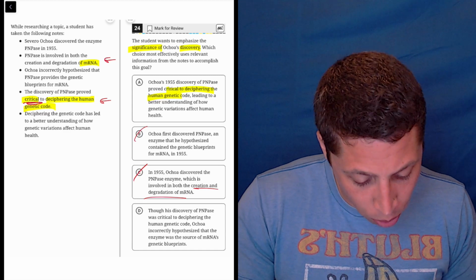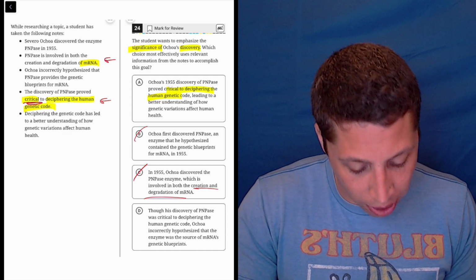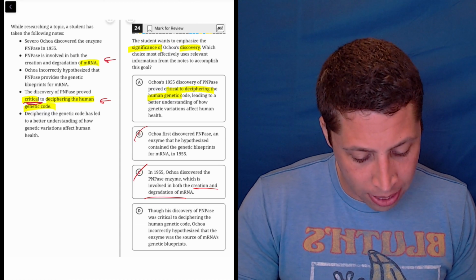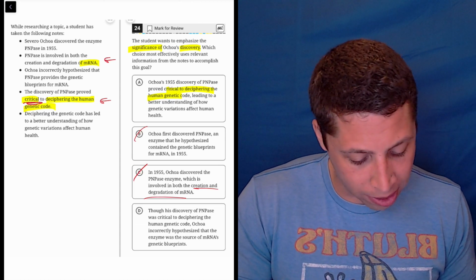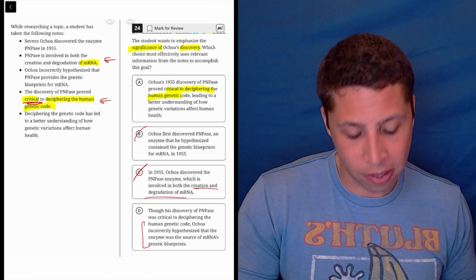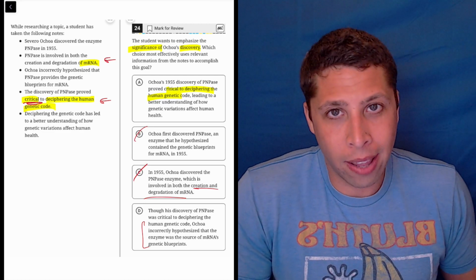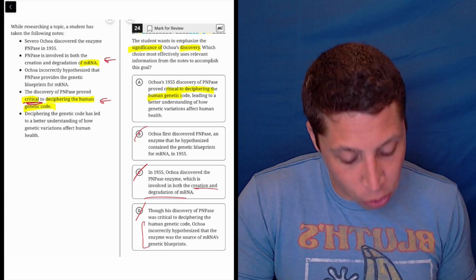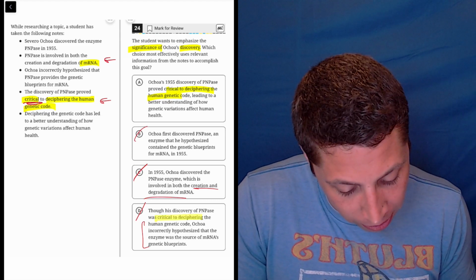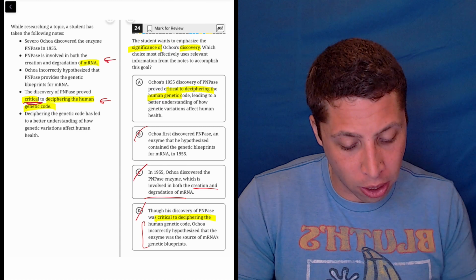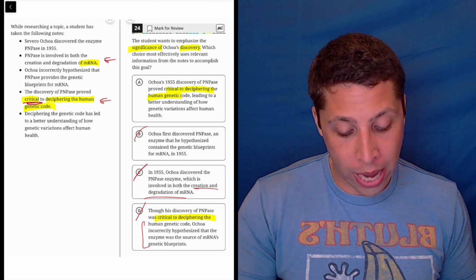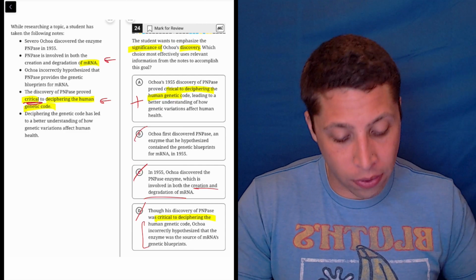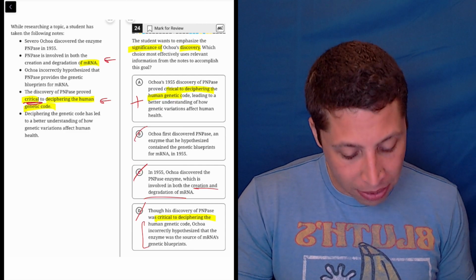D, though his discovery of this thing was critical to deciphering the human genetic code, so it is saying that, Ochoa incorrectly hypothesized that the enzyme was the source of mRNA's genetic blueprints. Well, we weren't asked to put this information in. So why? They didn't say to do that. Don't give them information we don't want. They do say this part about it being critical to deciphering the human genetic code, but notice the difference between A and D. A is very positive, right? Why was this thing significant? Why was it important? It helped us. But D is very negative, right?